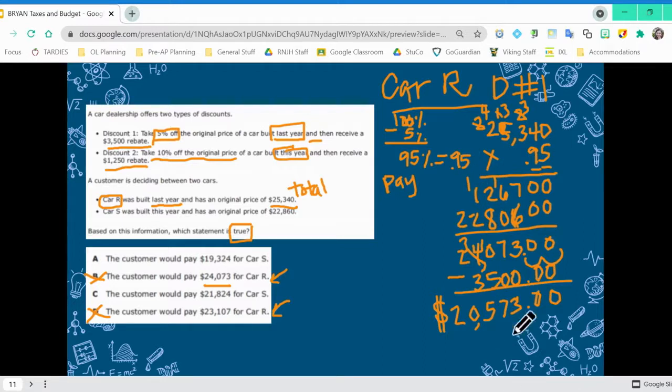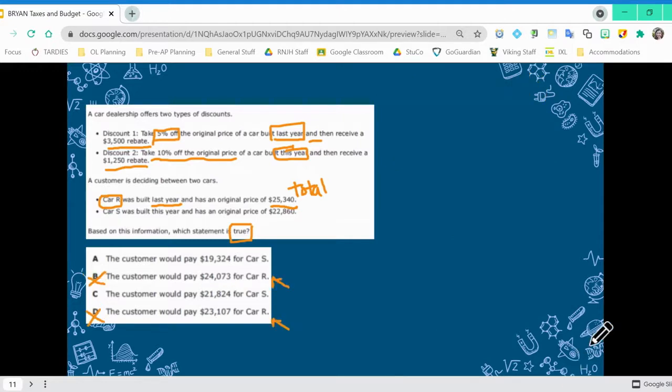So I'm going to have to clear my car R work here really quickly so that I have space to show you the work for car S. So I'm going to clear that super quickly. Alrighty. So now we are going to test out car S and see what car S's price is going to be. So it tells us car S was built this year. So we're going to use discount number 2 because that is the discount for this year. So the original price of the car was $22,860, and we're going to take 10% off.